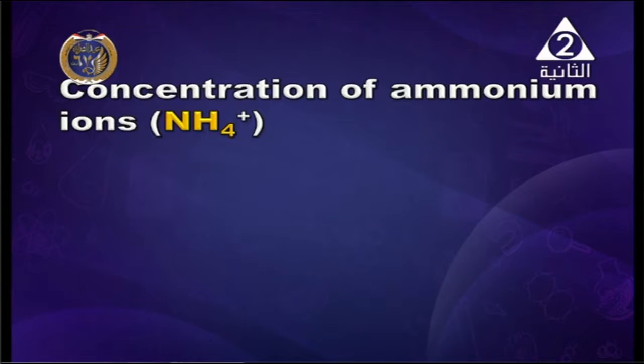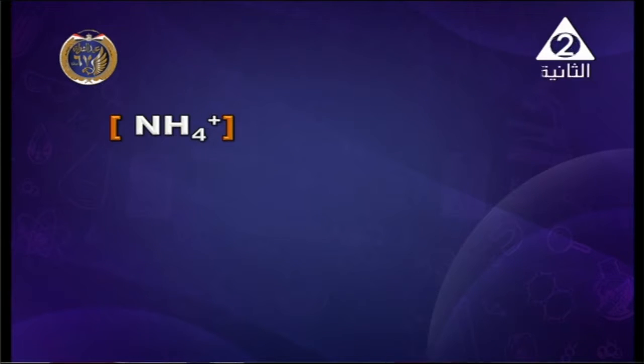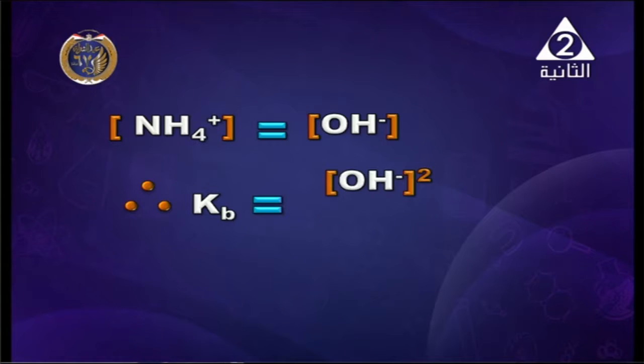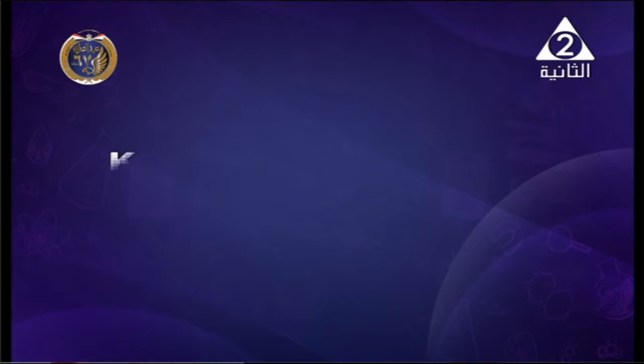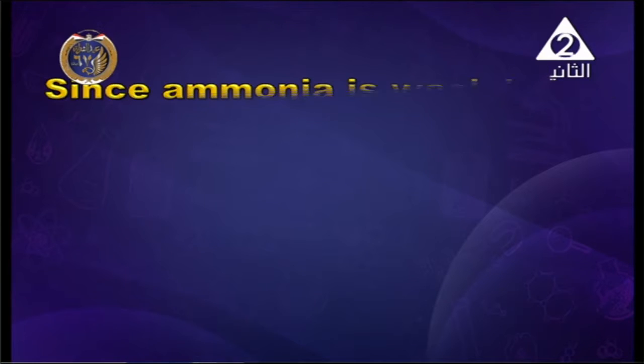So the concentration of ammonium ion equals the concentration of hydroxide ion, as shown on the screen. So Kb for the reaction equals the concentration of hydroxide ion power 2 over the concentration of ammonia gas.